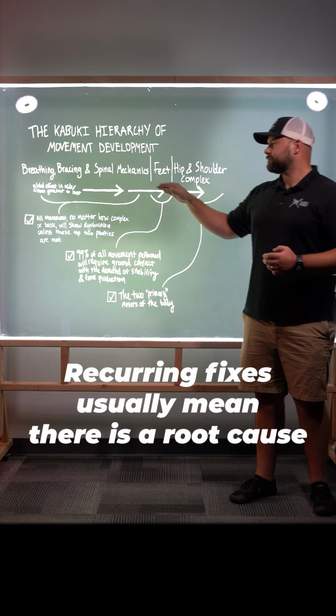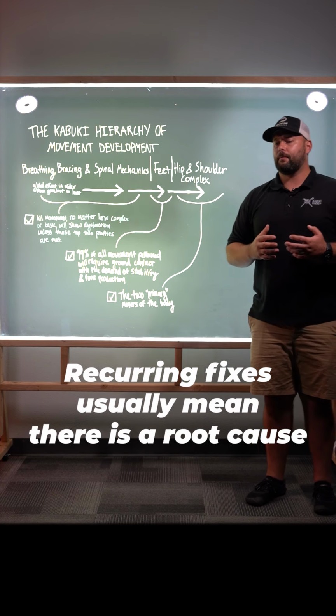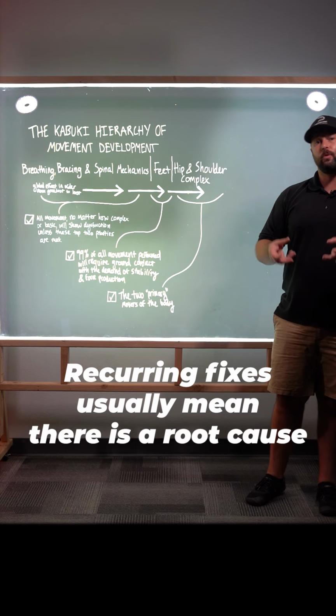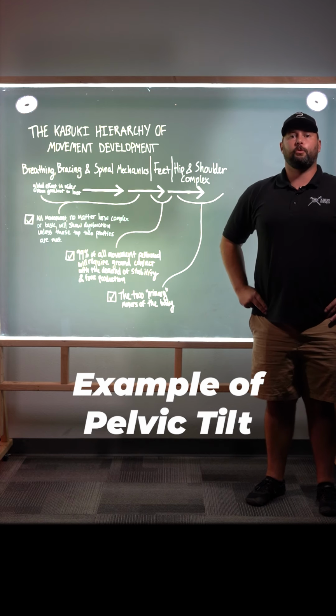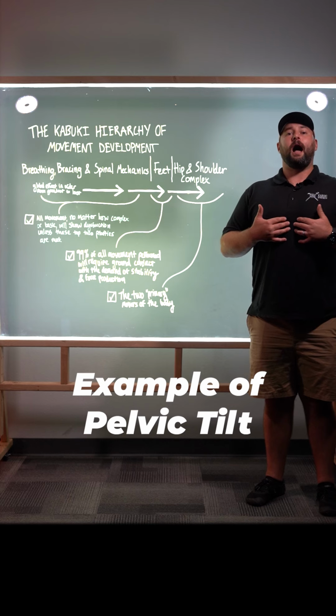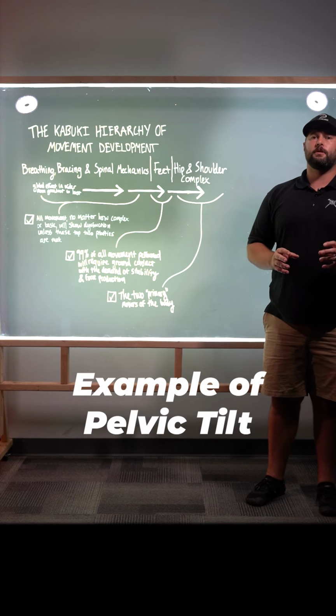Now, you might ask, why are spinal mechanics more important than hips? Think about one of the most common things that everybody struggles with. That's going to be an anterior pelvic tilt, or even a posterior pelvic tilt for some people. Most people have this forward tilted pelvis, a little bit of spinal extension, kind of this outward chest position. That's very, very common, especially amongst our strength athletes.